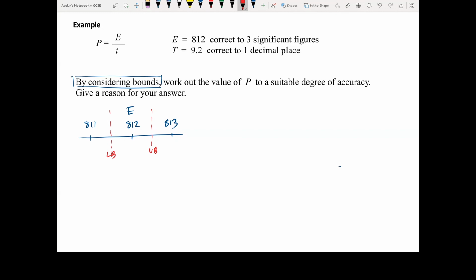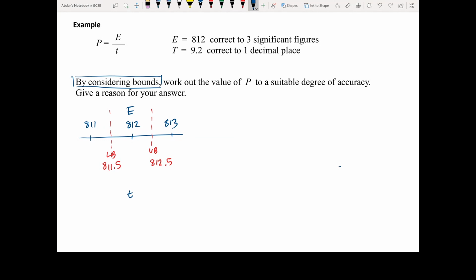So the lower bound value I can see here is 811.5, and the upper bound value would have been in between those two, which would have been 812.5. So I found my upper bound and lower bound for E. I'm going to go and do a similar thing for T. I'm going to go and write down what T is.